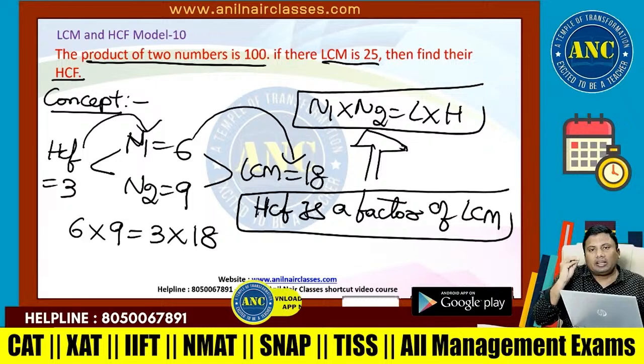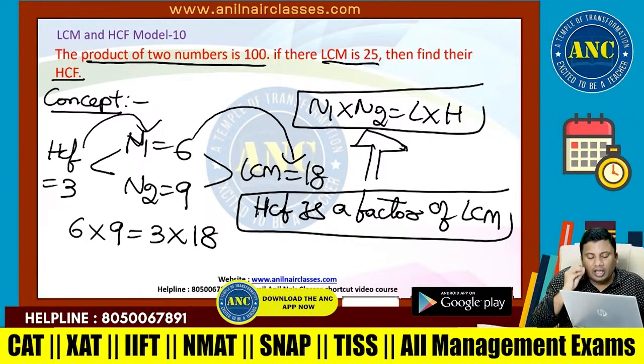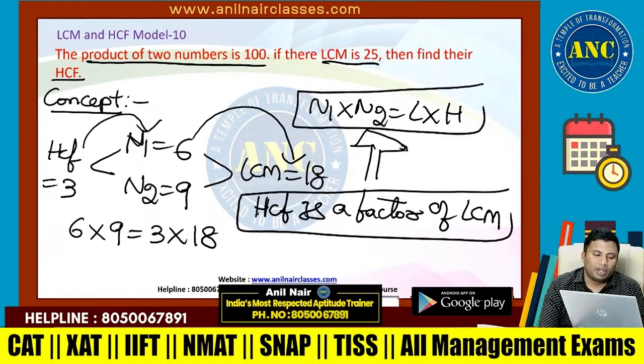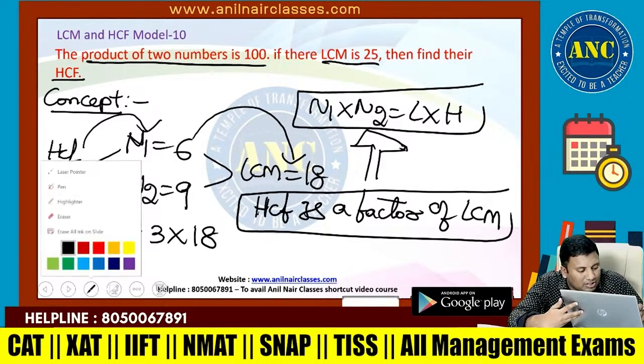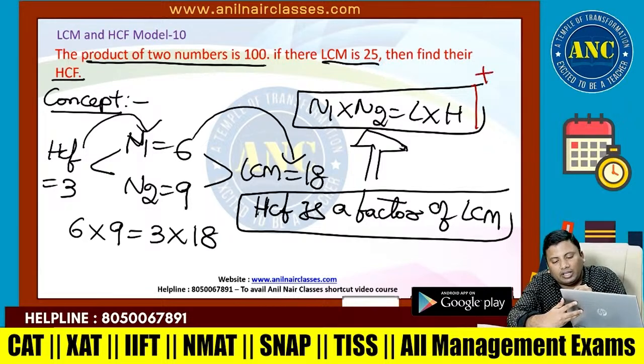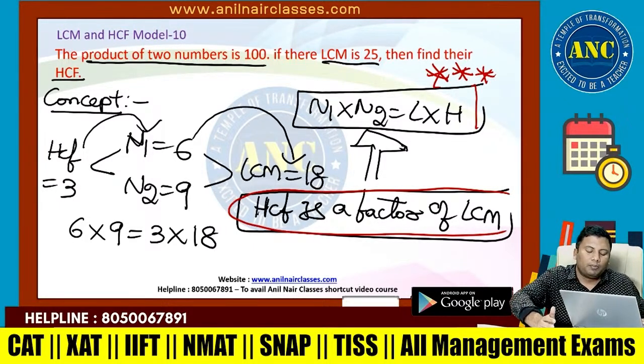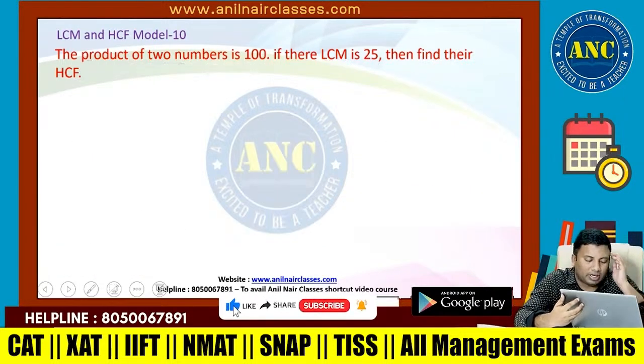It does not matter which formula you are using. HCF is a factor of the number, the number is a factor of LCM, so HCF is a factor of LCM. Product of 2 natural numbers is equivalent to LCM into HCF. This is used only when HCF is a factor of LCM. Remember this extremely important concept.